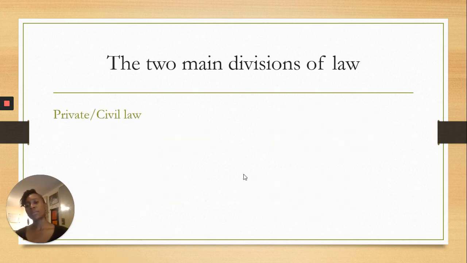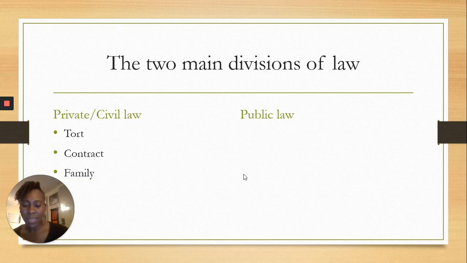Let's have a look. So private law, you're looking at tort, contract, family. These are all areas of law that include disputes between individual and individual, or tort could be individual and business, contract could be individual and individual, or individual and business. Nowhere in there do you see anything to do with the state. It's not really about the state. That's not the primary focus with these areas of law, right?